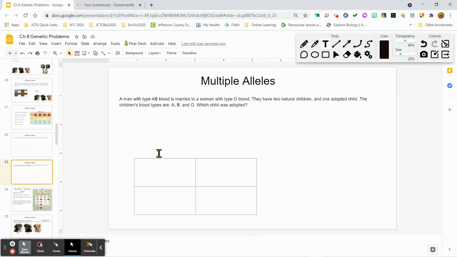So I'll put the man on top, A, B. He is married to a woman with type O, so she's going to have O, O. And they have 2 natural children and 1 adopted child. The children's blood types are A, B, and O. Which child was adopted? So you'll have to do this cross.